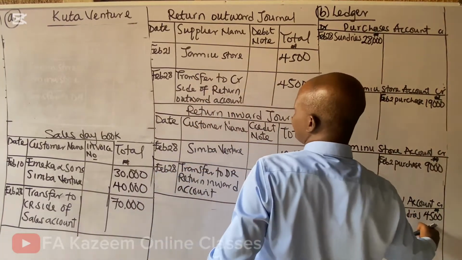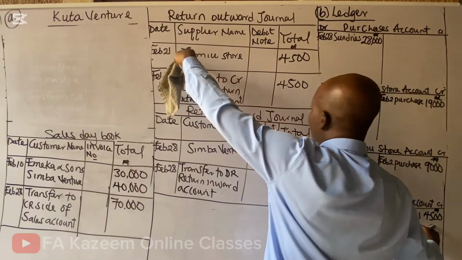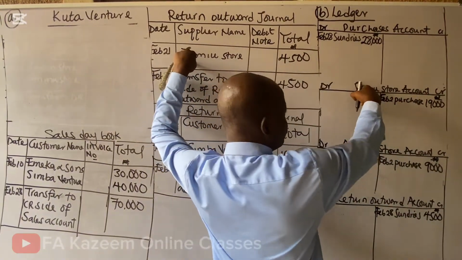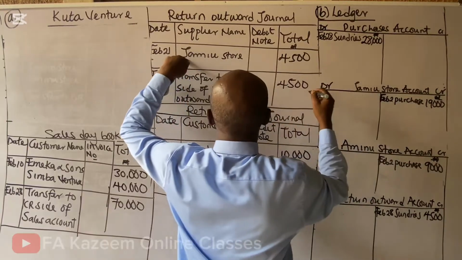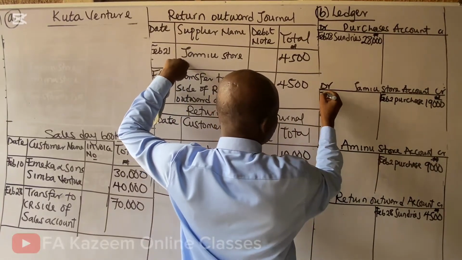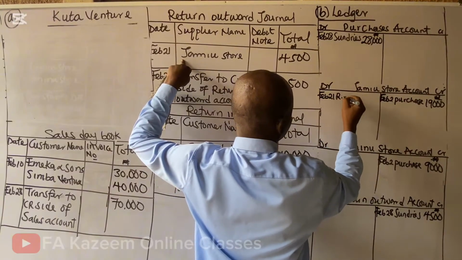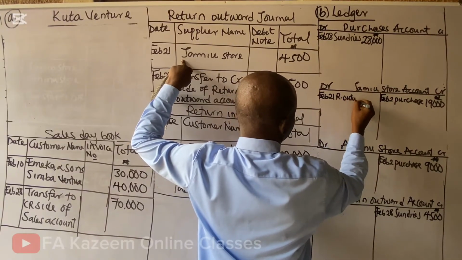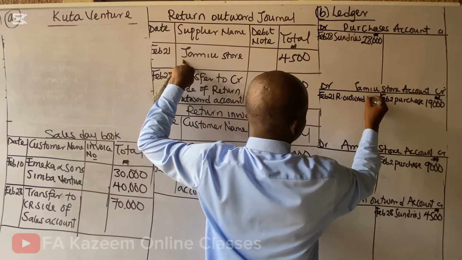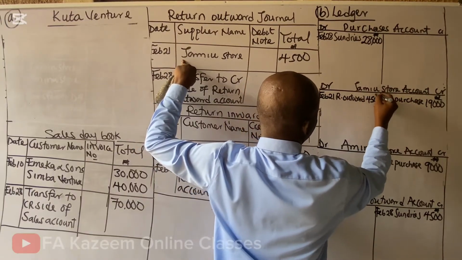For every credit entry, there must be a corresponding entry to Jamu. The Jamu is already there. You don't need to open another Jamu. And who did they return the goods to? Jamu. On February what? 21. You just put return outward 4,500.